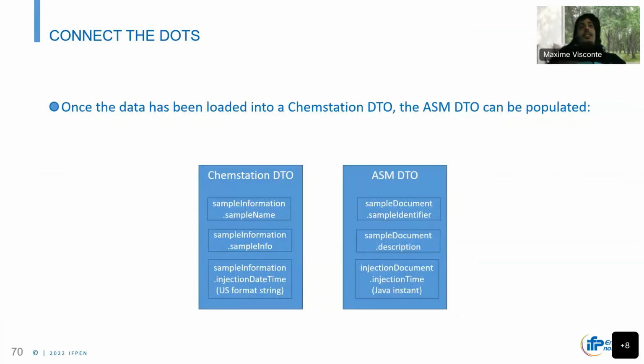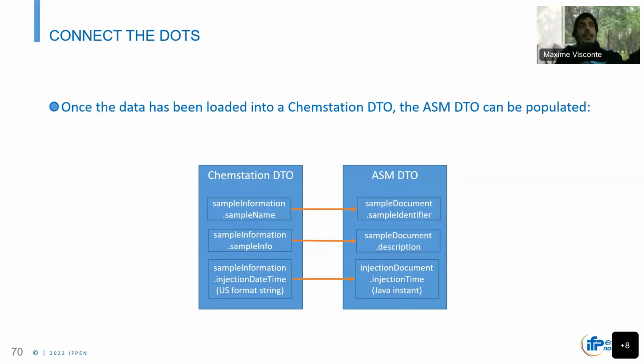Once everything has been loaded into a DTO, then it's quite easy to do. It's just a matter of understanding which terms for ChemStation are which terms in the Allotrope ontology. Sample identifier in the sample document. Sample info of the sample information is called description of the sample document, and so on and so forth.